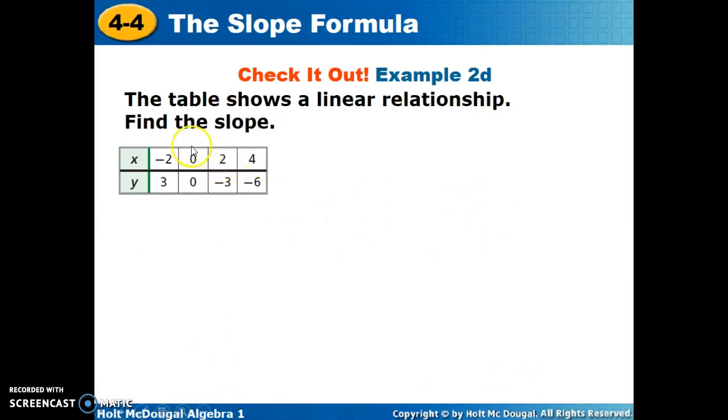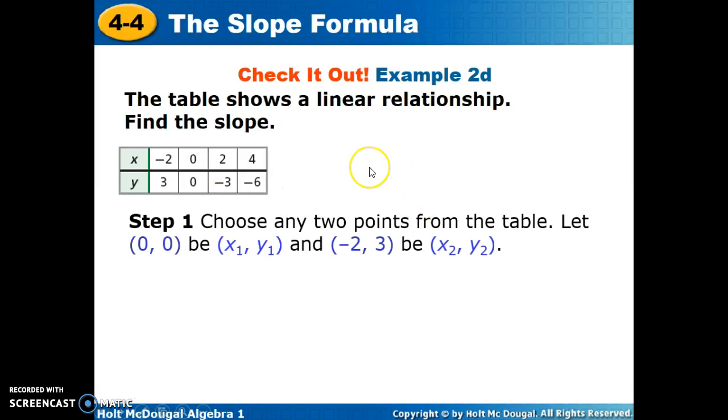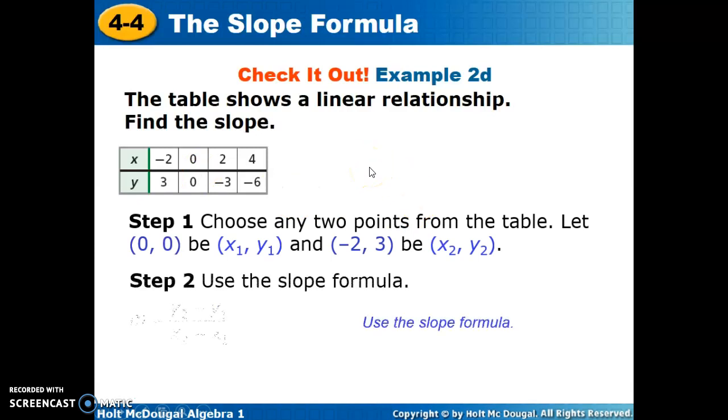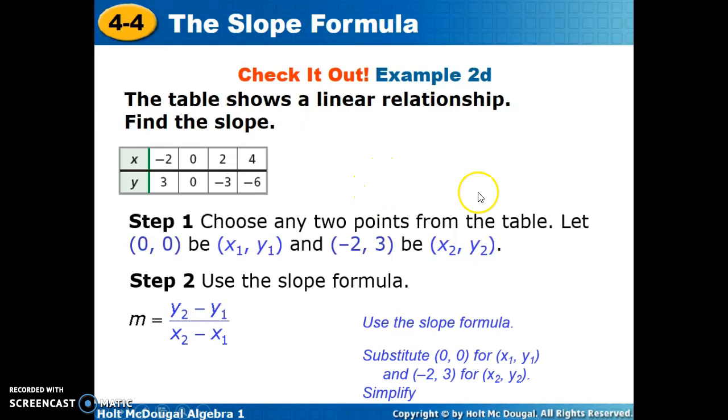Let's try this one. Anytime I have the point 0, 0 or the origin in the problem, I always use it. It makes life really simple. The change in y, we can go either way here. The change in y from point 2 to point 3 is down 3, while the change in x is up 2.